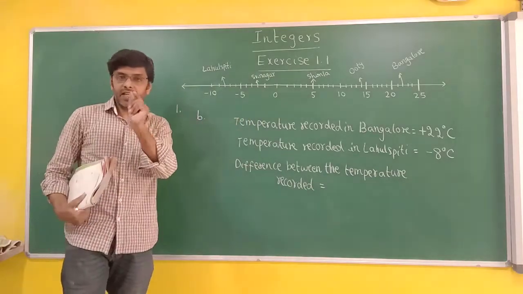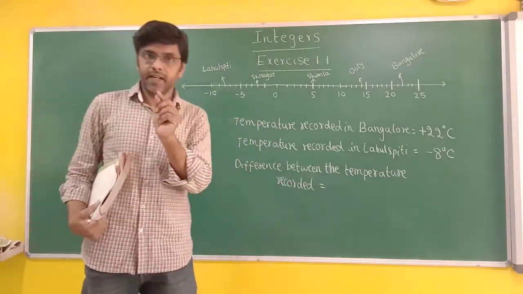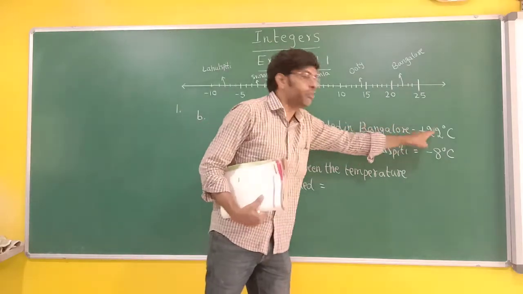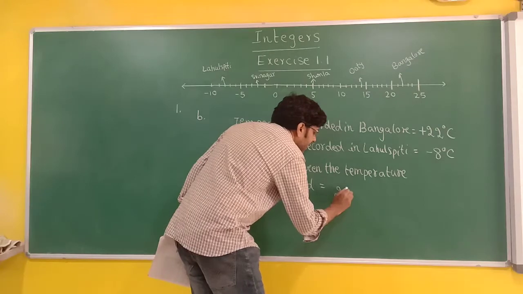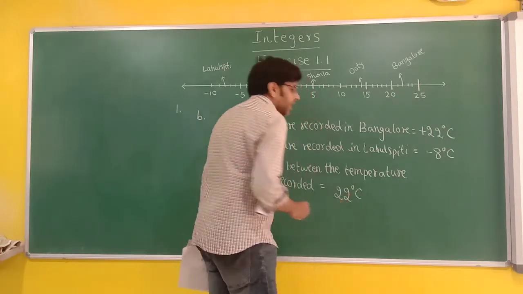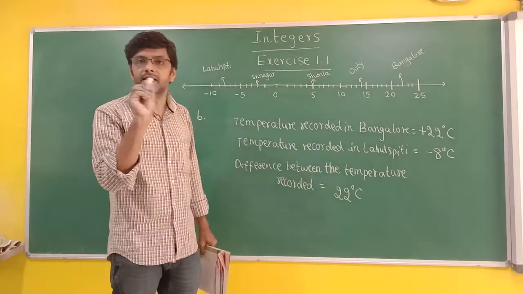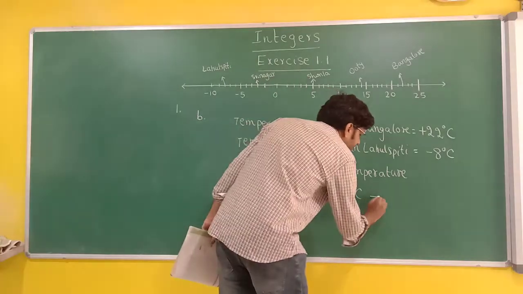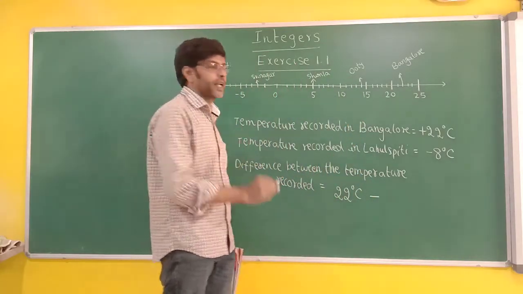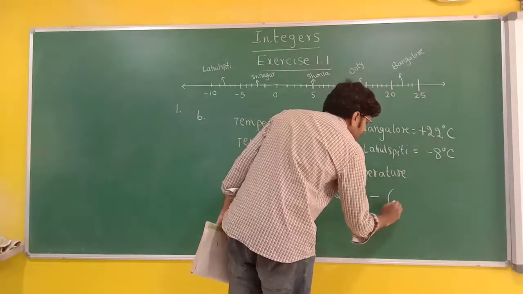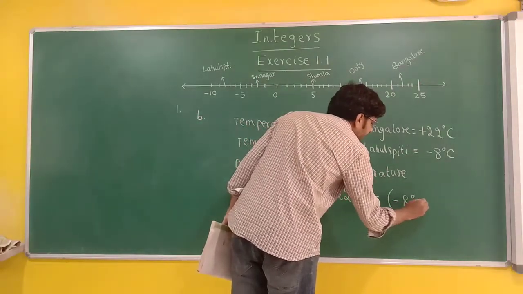See, listen carefully. Whenever we are finding the difference, bigger number should be written first. So, I am writing bigger number first. We are finding the difference. So, I am writing minus. And smaller number. What is the smaller number? Minus 8. So, I am writing minus 8.